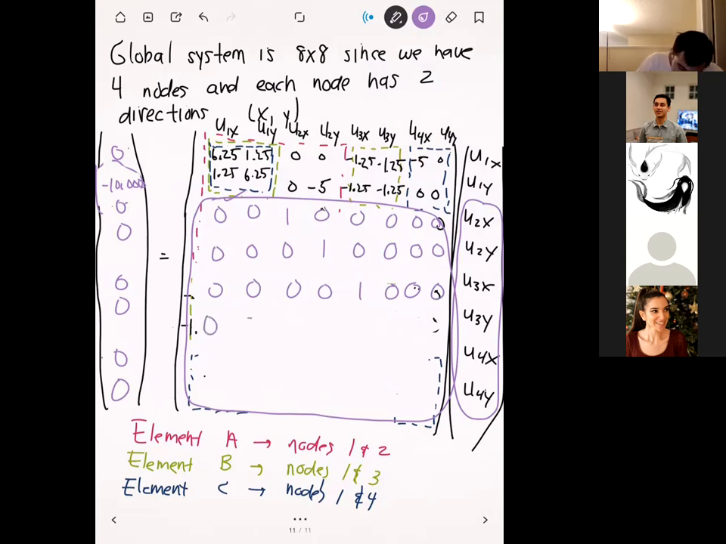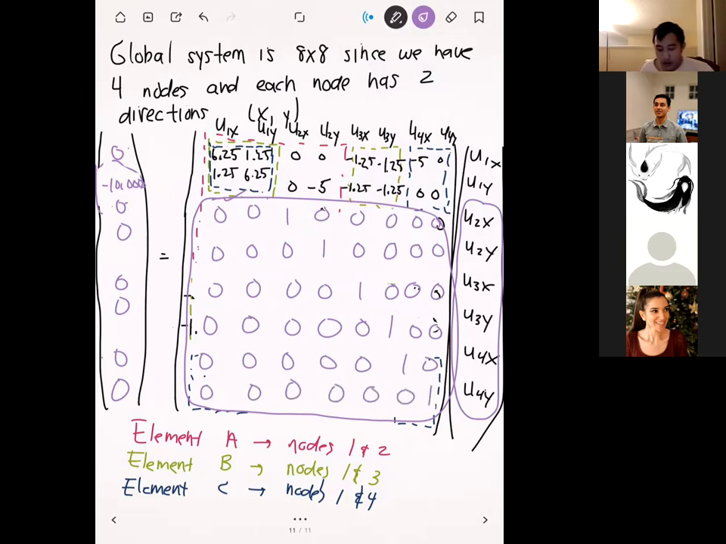Now we're going to do this one. And then for U4X, it's going to look like this. And then U4Y, it's going to look like that.